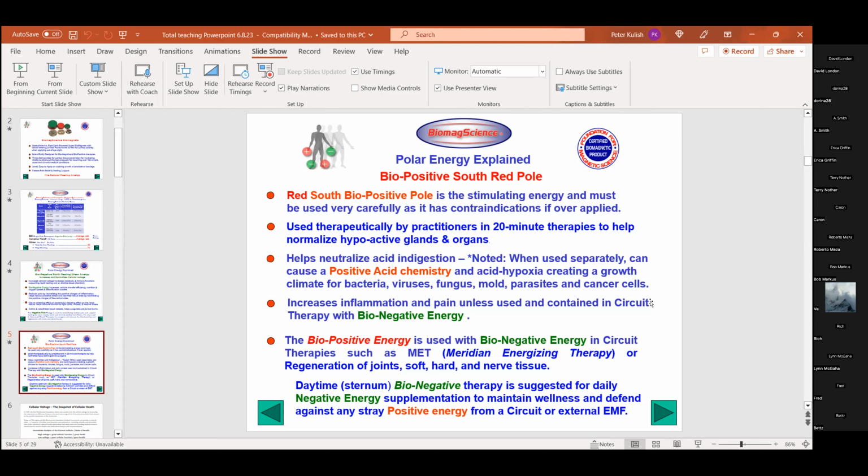You've got to watch out when you're playing with the positive energy, because it produces positive acid chemistry. Again, it is the stuff that inflammation runs on, so you've got to be careful with it. We use it in circuits with the negative energy so that it's contained. And we'll talk about that later, but those circuits are quite amazing because they light up the DNA to regenerate missing tissue, including nerve tissue. But we'll get there. Let's move on here.